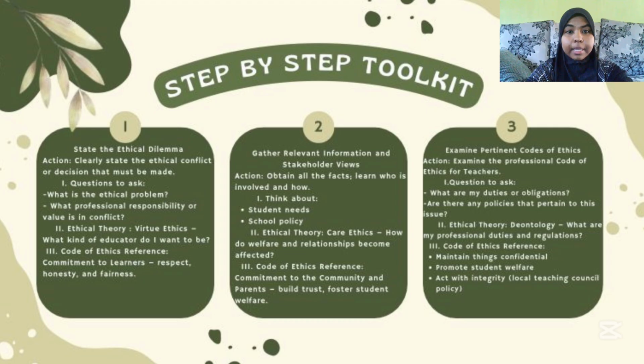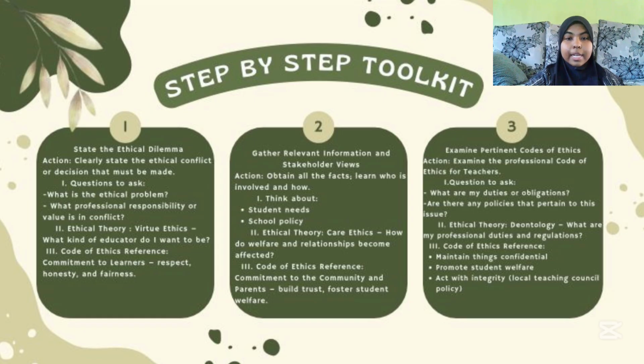So the second step is gather relevant information and points of view. Action: obtain all the facts, learn who is involved and how. We can think about student needs and school policy. Second, ethical theory: care ethics. How do welfare and relationships become affected? Third, code of ethics reference: commitment to the community and parents, build trust, foster student welfare.